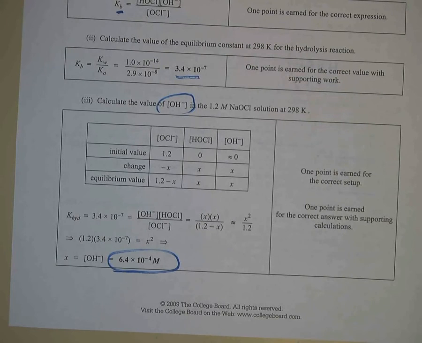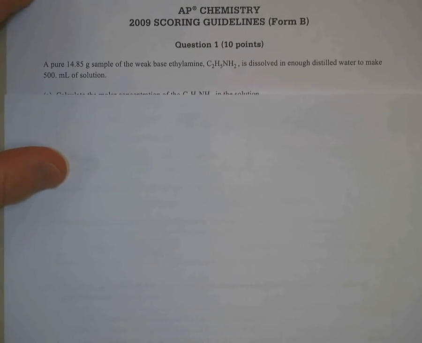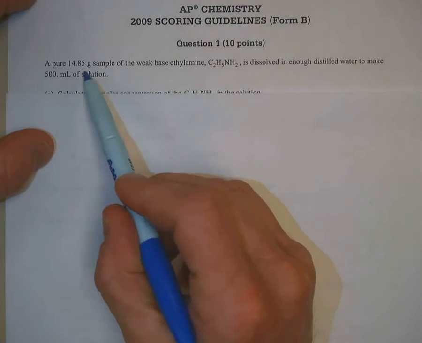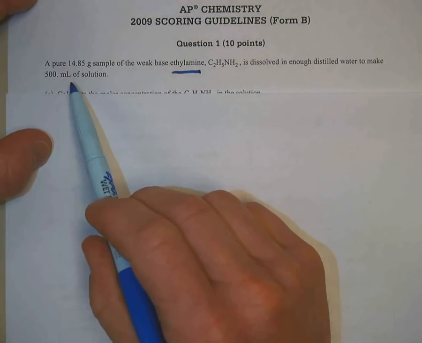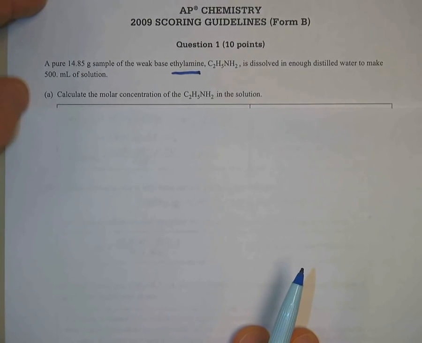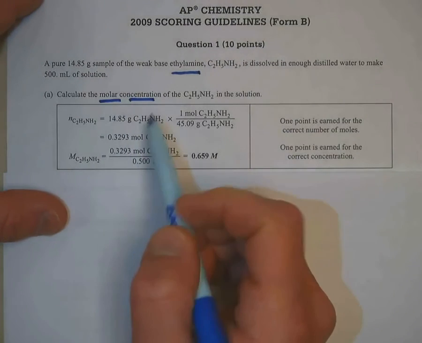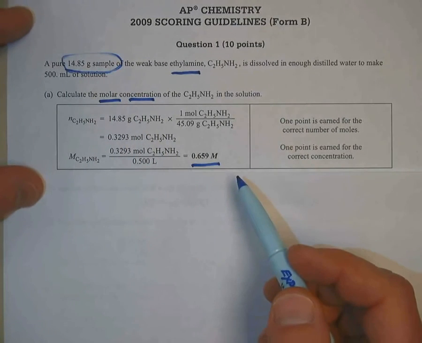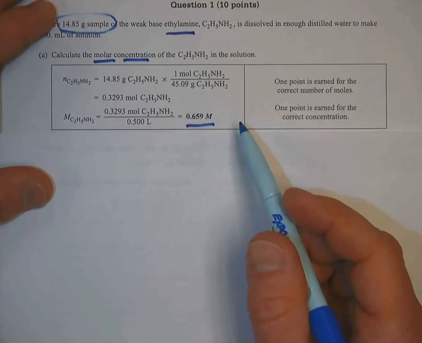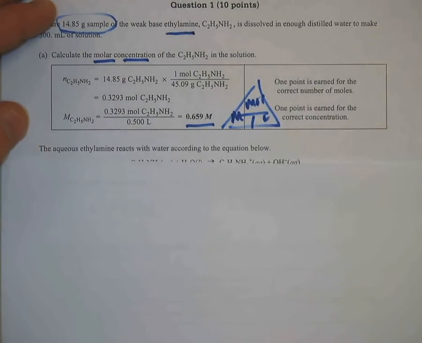Next one. 2009 Form B had an acid-base question in Part 1. In this one it said a pure 14.85 gram sample of the base ethylamine is dissolved in distilled water to make 500 milliliters of solution. Calculate the concentration of ethylamine in the solution. Calculate the molar concentration. So now convert from grams to moles and divide by the liters, and there you end up with your molarity. Great Chapter 4 question. You should be good at that, converting to moles and dividing, using the molarity equals moles divided by liters triangle.